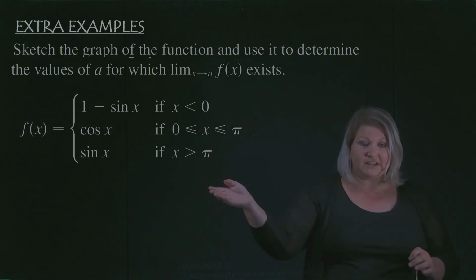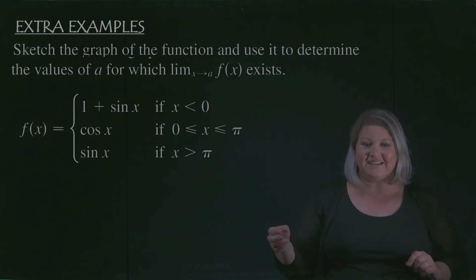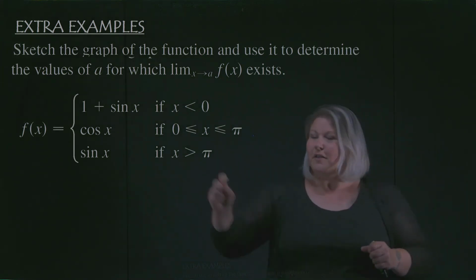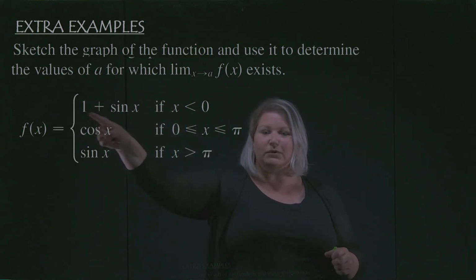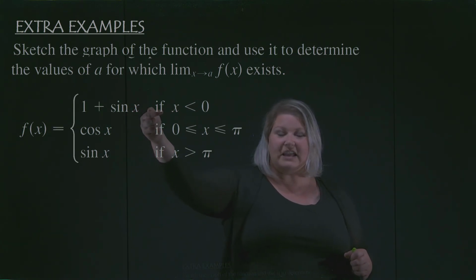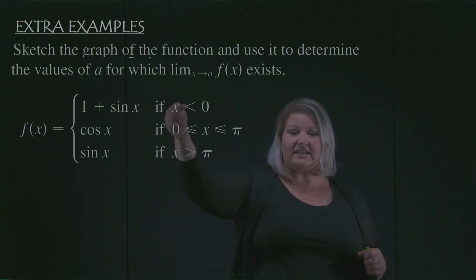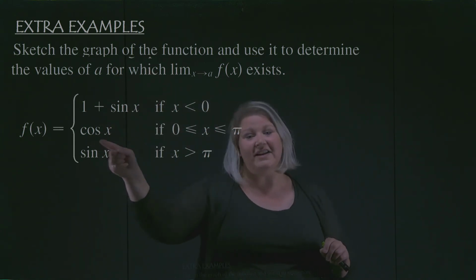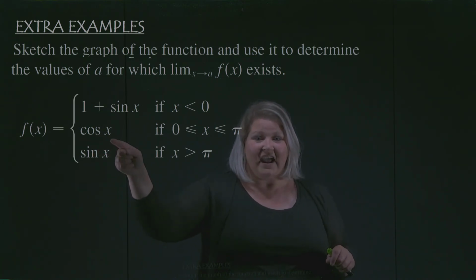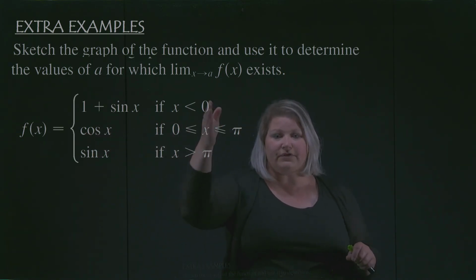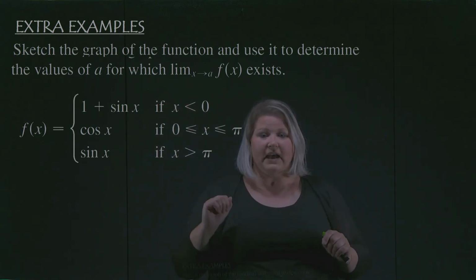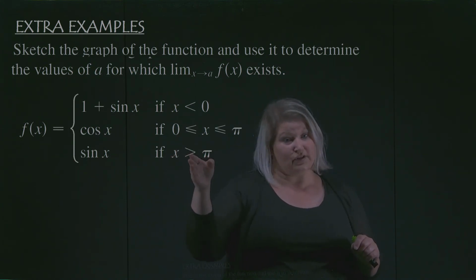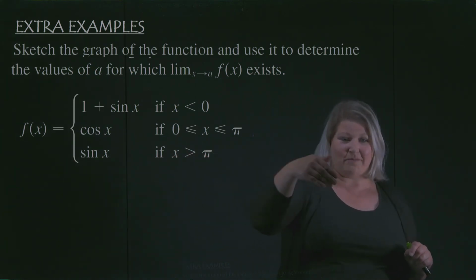This is what we call a piecewise function. Remember this from your previous classes. I like to think of this as the relay race of functions. The function that runs the first leg is 1 plus sine x, and it runs this leg as long as x is smaller than 0. Then the next leg of the race is run by cosine of x. She's quick, and she's going to run as x goes from 0 to pi inclusive. And then sine of x is going to run the last leg, the forever leg, as x is greater than pi.